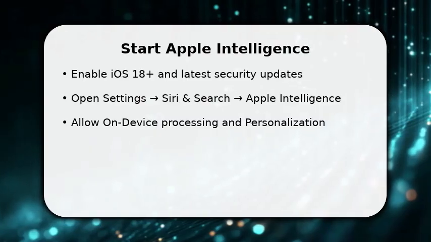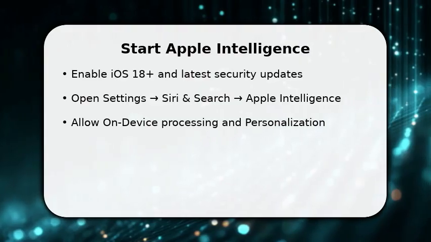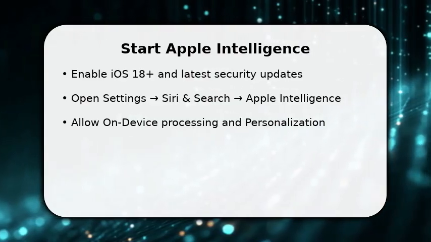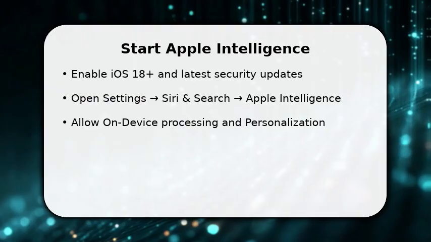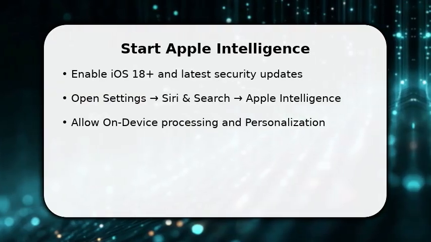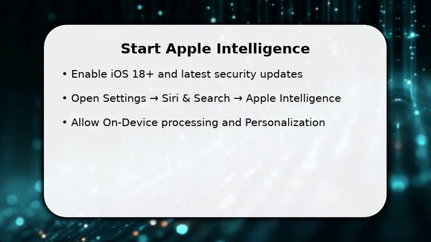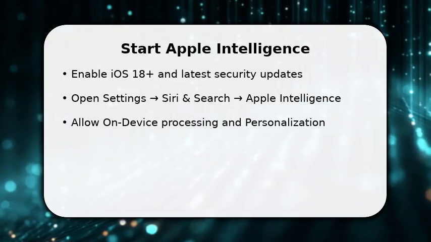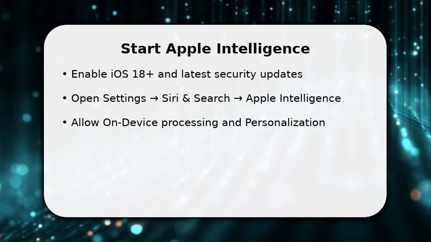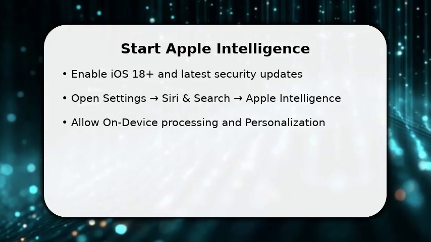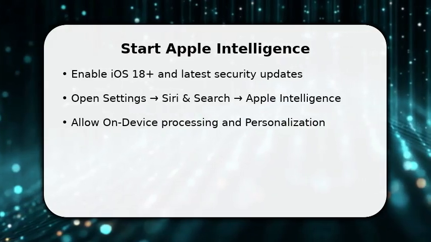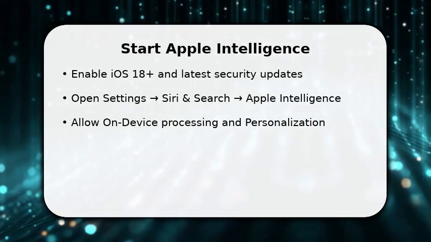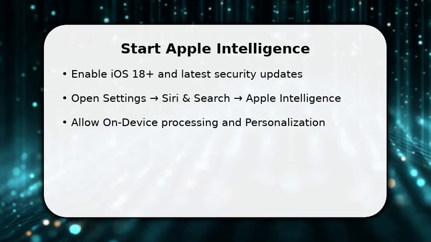You begin by confirming your iPhone XR runs the supported iOS and has current backups. Open Settings and go straight to Siri and Search, then Apple Intelligence. Tap each toggle to enable on-device processing, personalization, and suggestions. This gives you local performance and privacy. Once done, grant permissions for contacts, photos, and location when prompted so intelligence can access context.